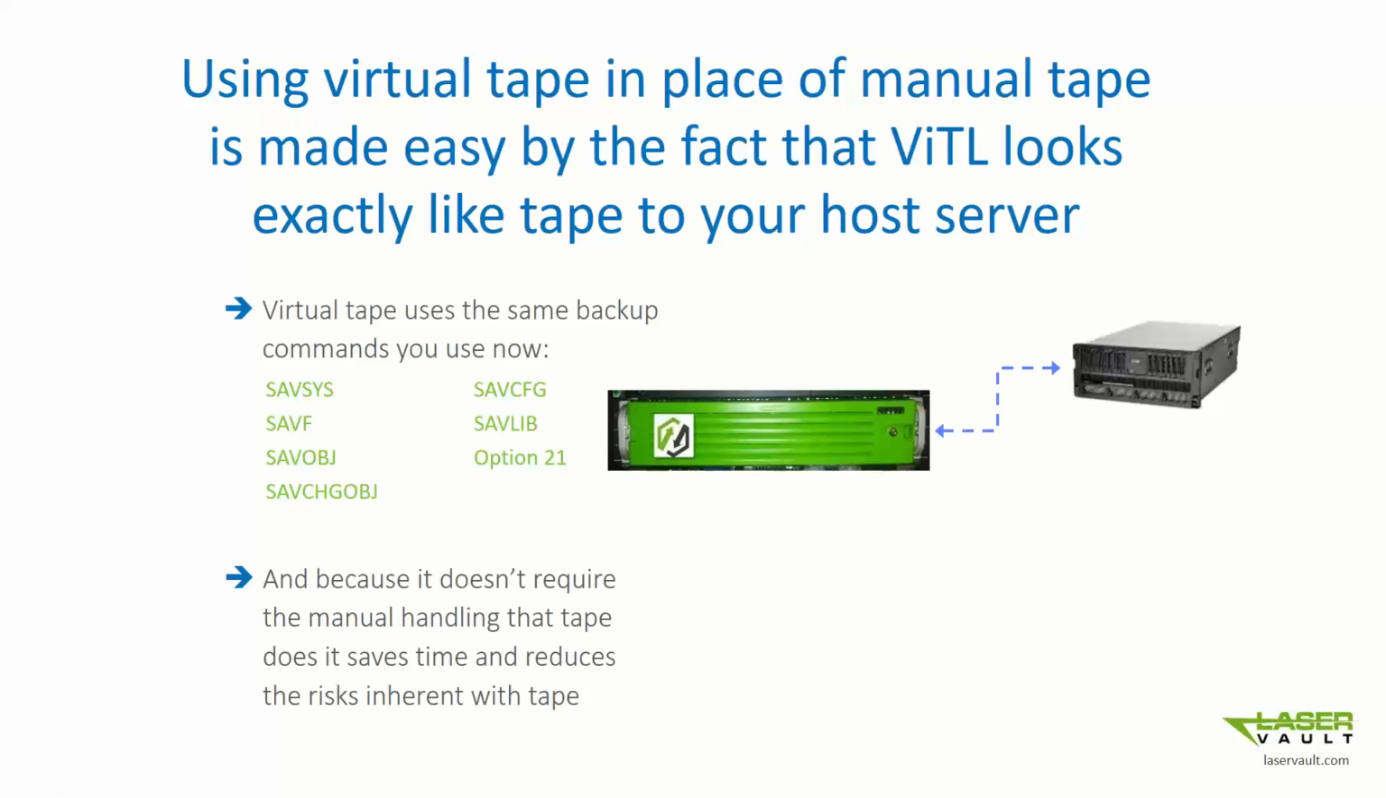So Vital looks exactly like tape to the IBM i, to your host server. Whether you're using the go save commands, BRMS, Robot Save, or go backup, you're going to be able to use the exact same processes. That includes a SAVSYS, a full system save, option 21. Put your system in restricted state to do those full saves whenever you're required to. You can do them the exact same way to a virtual tape on disk.